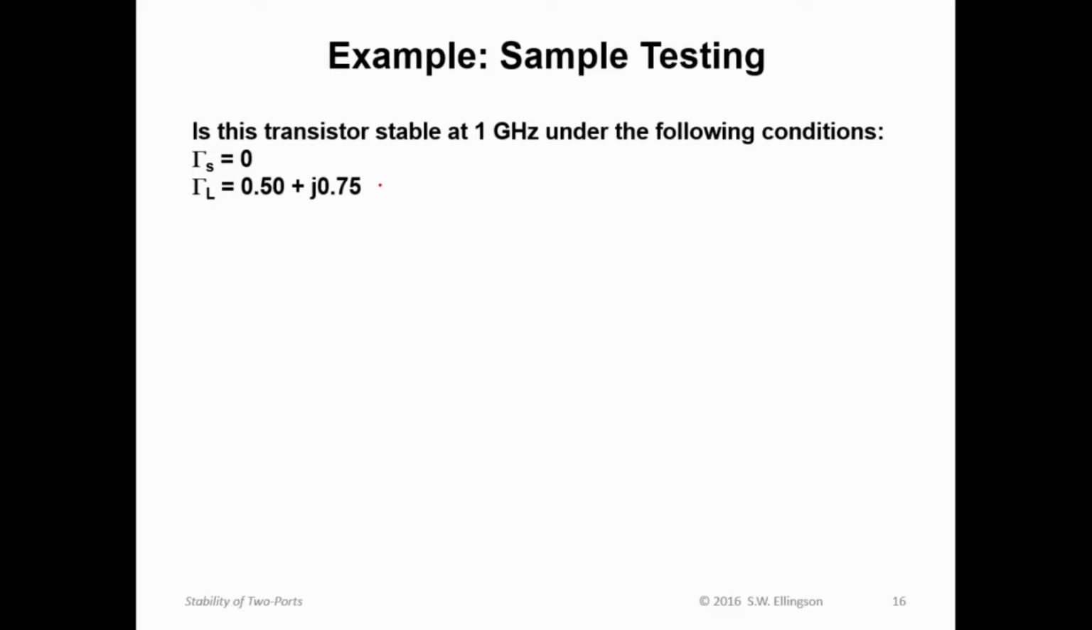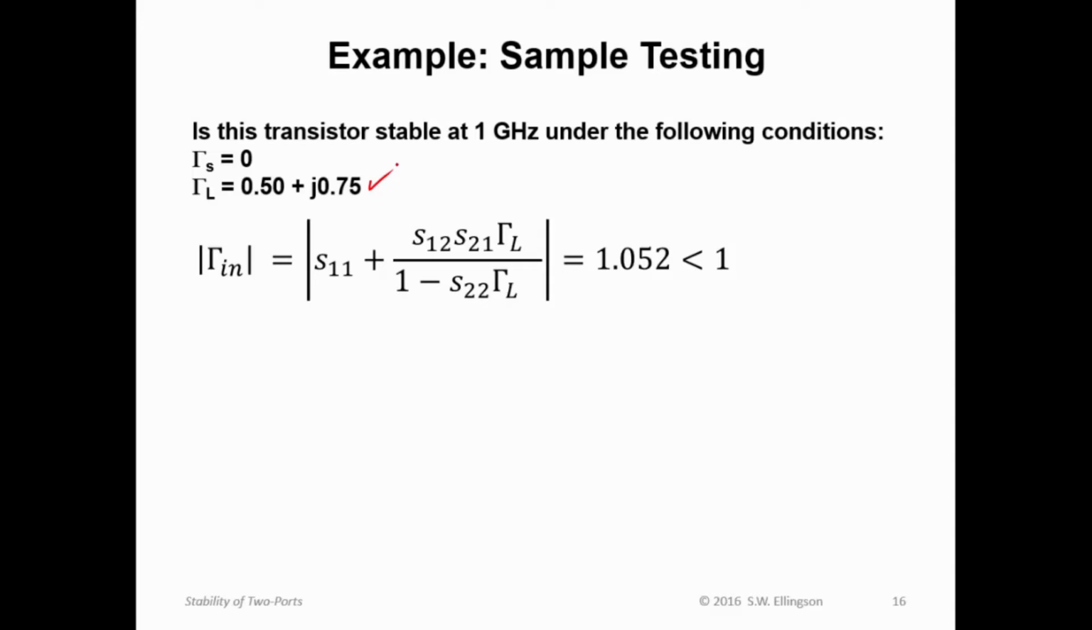Now, what happens if we change the output impedance? So the problem here is exactly the same as on the previous slide, except now I have changed the load impedance such that its new reflection coefficient is 0.5 plus j0.75. Well, in this case, the embedded input reflection coefficient has changed. It's 1.052. Is that less than 1? No, it's not less than 1. So the change in the output reflection coefficient, the change in the output impedance, has resulted in a violation of this inequality.